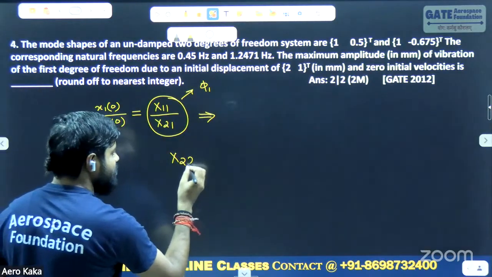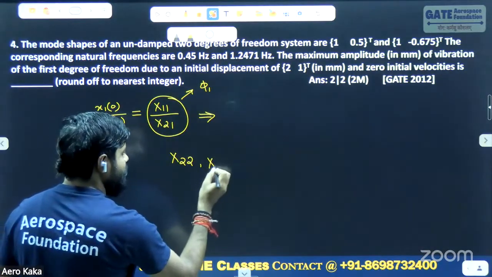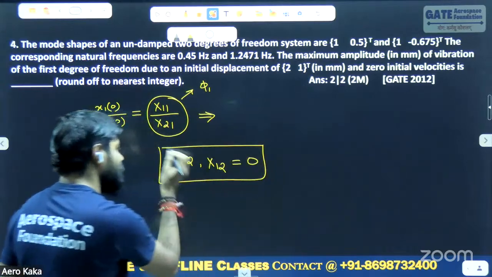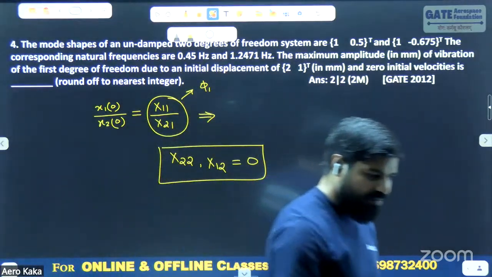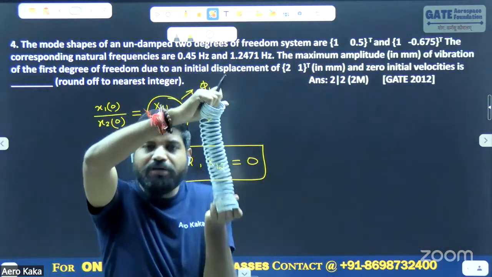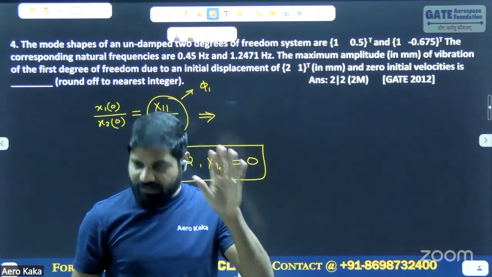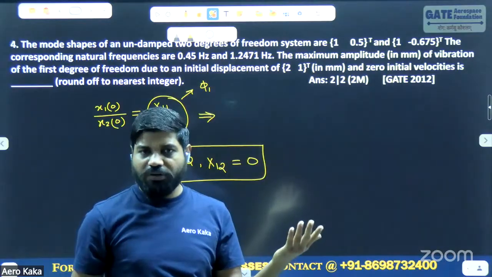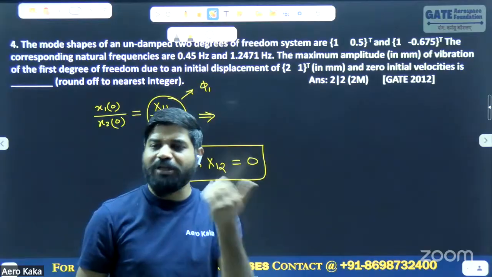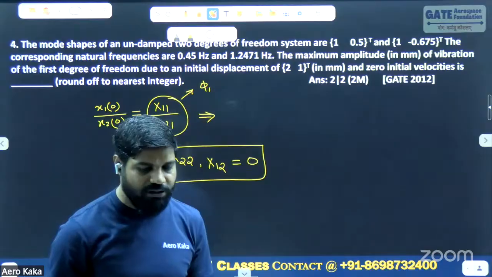In this case, what about the other amplitudes? What happens to x22 and x12? These two values are going to be 0. Which means the system is vibrating at a single frequency only. Is that clear? Both the masses are vibrating at a single frequency. So there is no contribution coming into the picture from the second mode frequency, or from the second natural frequency itself.